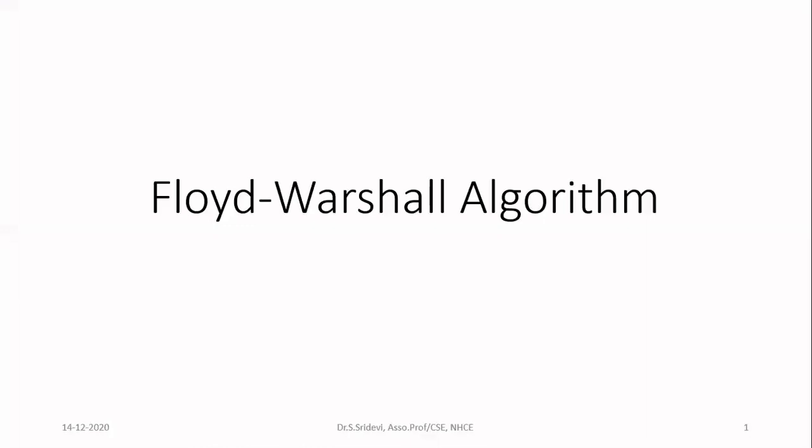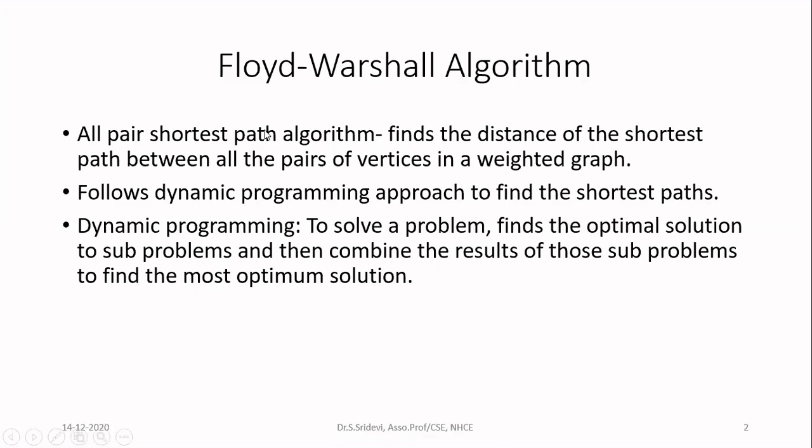In today's class, we are going to see about the Floyd-Warshall algorithm. This algorithm is mainly used in any sort of network to find all pair shortest path. The main objective of this algorithm is, when you have a graph consisting of so many vertices, and you want to find the shortest path between every pair of vertices, you can use this algorithm. So it is called the all pair shortest path algorithm.